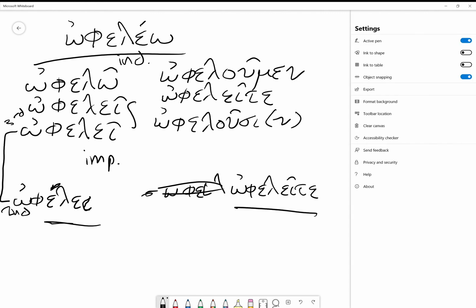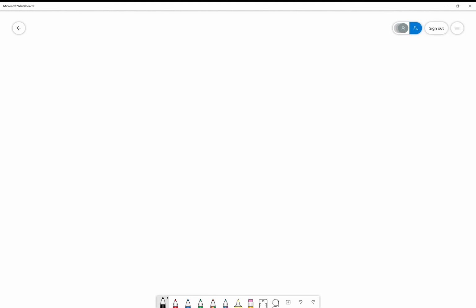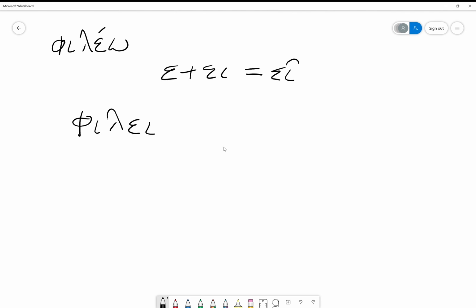So our last piece we need to do is our infinitive. And that is pretty straightforward as well. It's going to have the circumflex. We're having the epsilon come together. So back to phileo. Our infinitive ending is ain. And we need the epsilon plus the epsilon iota. That is going to be an epsilon iota. We're going to have a circumflex. So it's going to be philane.